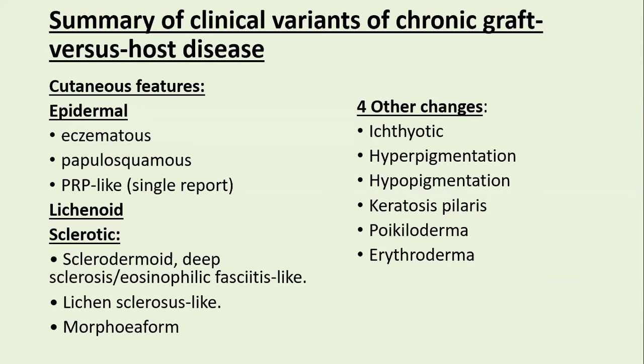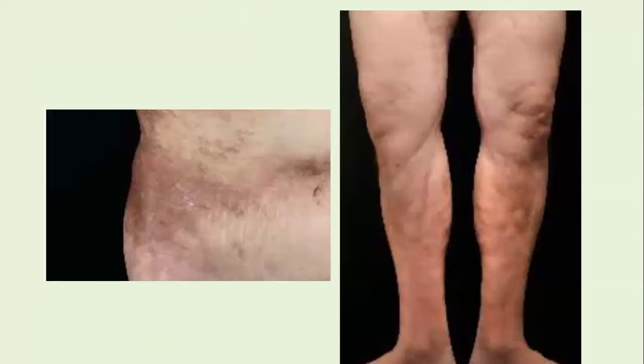Other changes include ichthyosis, hyperpigmentation, hypopigmentation, keratosis pilaris, poikiloderma, and erythroderma. You can see this hyperpigmented but sclerotic lesion seen on the side of the trunk and on the leg.